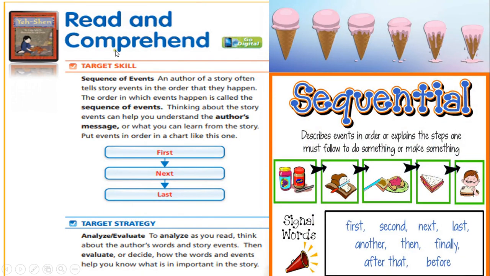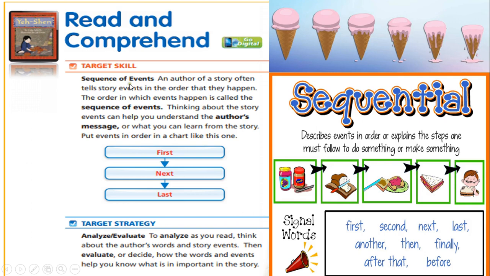The first thing is read and comprehend. We will now read about the target skill. In the target skill, we will be talking about the sequence of events. Some things occur at first, and then they happen later on, and then things happen at the end. For example, this ice cream was very firm and cold, and once it got warmer and warmer, it started wilting and melting down.